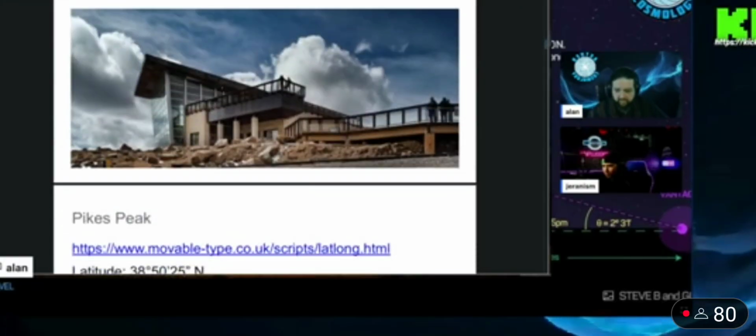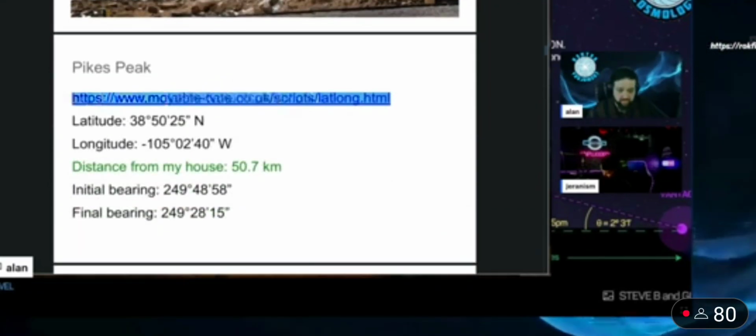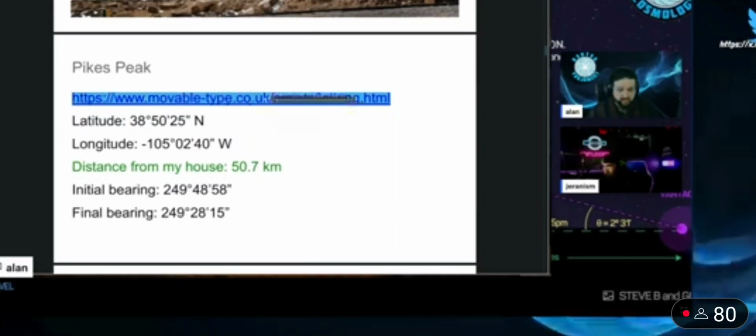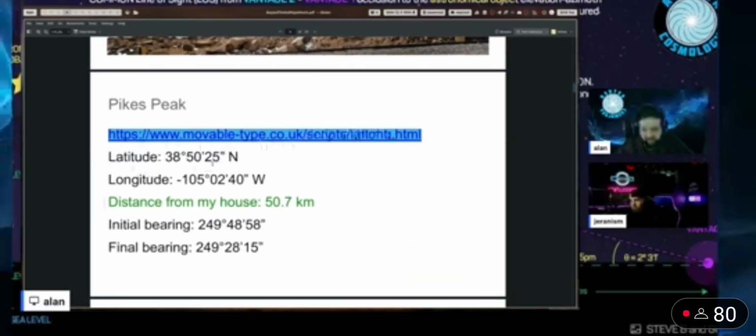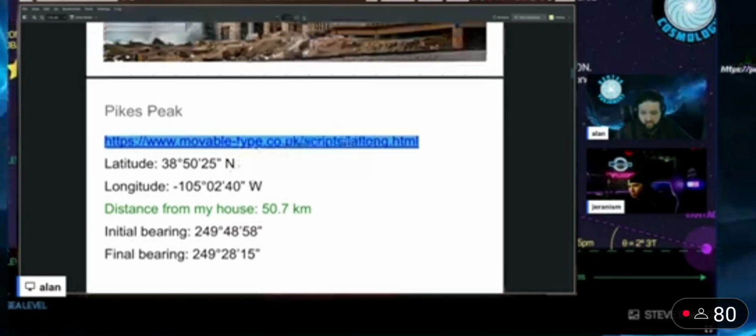But anyway, the example we're going to be using here is Pikes Peak. This is the observer center. This is the website that we use to calculate the distance, and that's going to be necessary for how we're going to do our triangle to establish the angle. So you enter your coordinates. Well, I'll pull up the website here so we can go over it together.